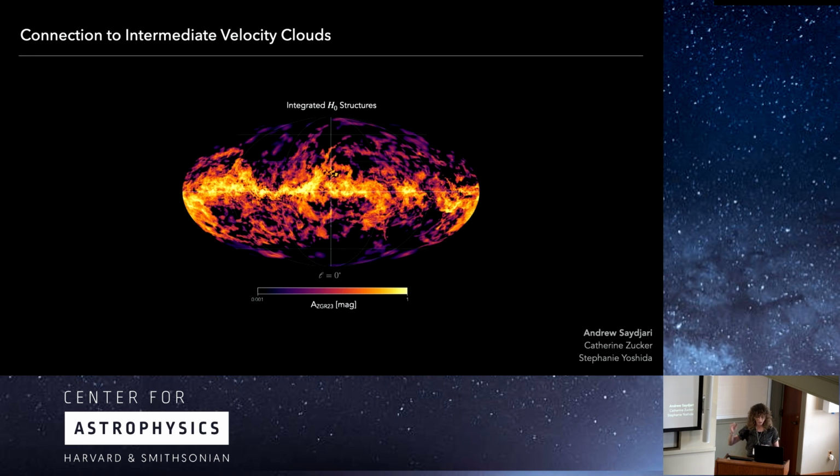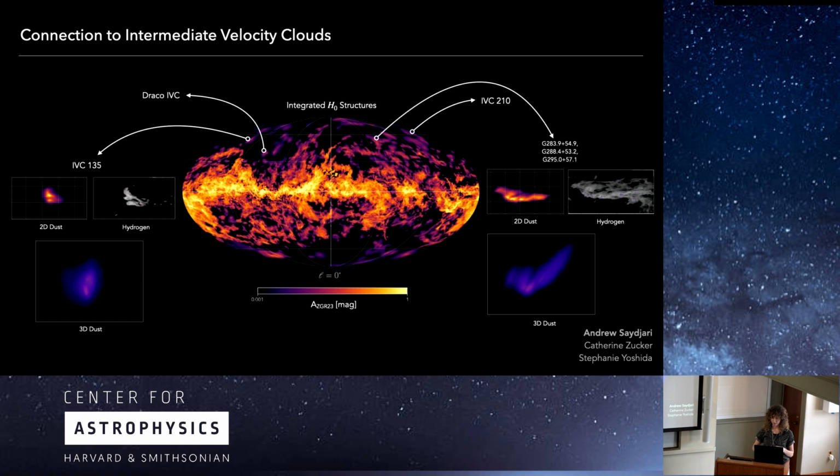So one application of this topological analysis is being led by my collaborators Andrew Sagery and Catherine Zucker. So we're matching our 3D structures identified with dust maps to IVCs viewed in the hydrogen and other tracers. So what I'm showing here are just a few IVCs which we've successfully detected in this 3D dust map. So we have, for the first time, we're able to compare the 2D and 3D morphologies of dust inside of these IVCs and compare them to their velocity integrated morphologies with hydrogen.